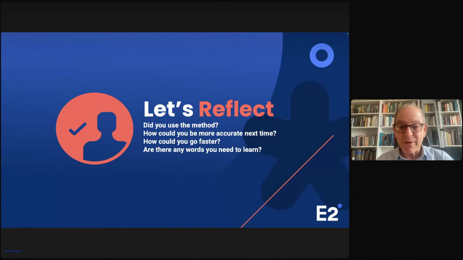So let's reflect on what we did. Did you use the method? Yep. Did you go paragraph by paragraph and then match the keywords to the paragraph to identify whether they were contained in the paragraph in matching or whether they were true, false, or not given statements? How could you be more accurate next time? What do you need to do to improve your score, effectively, your accuracy?